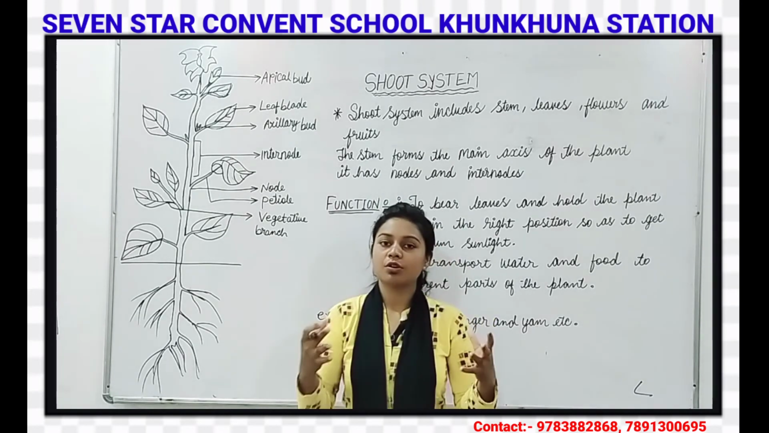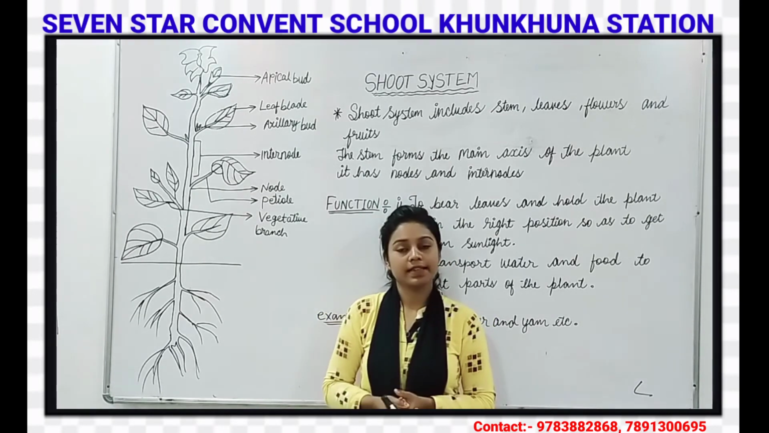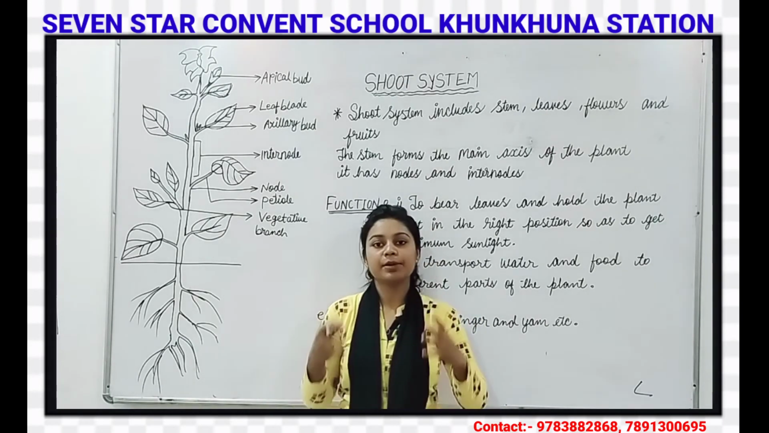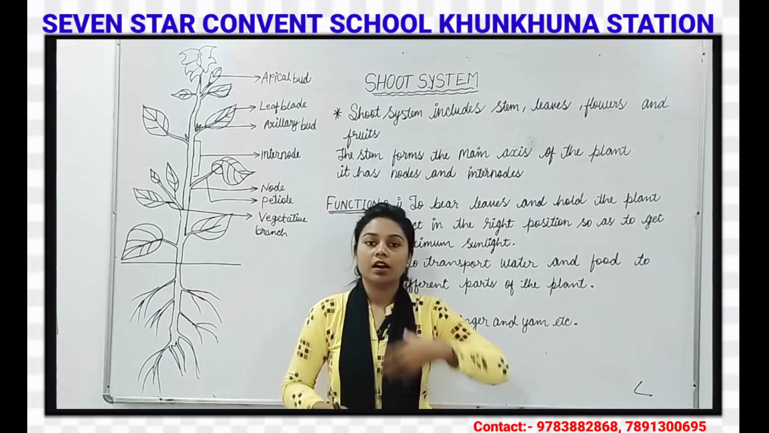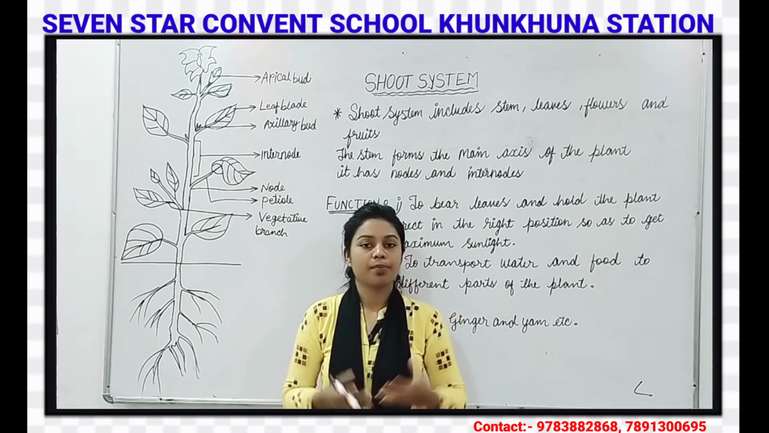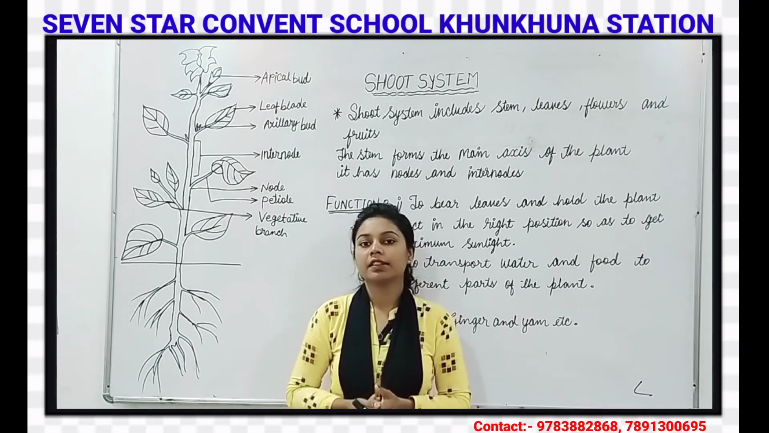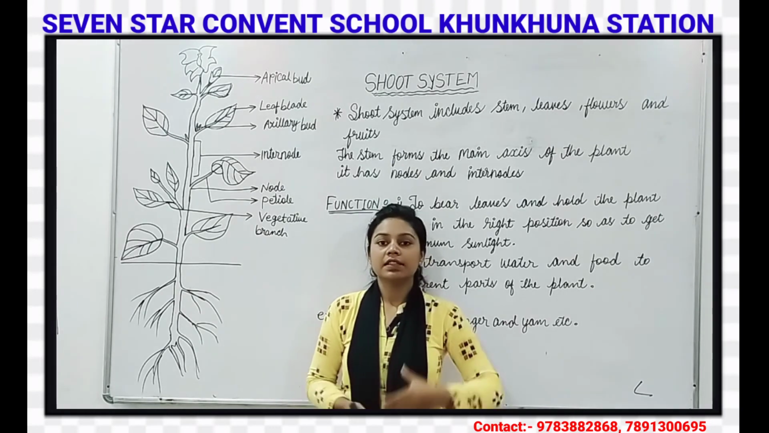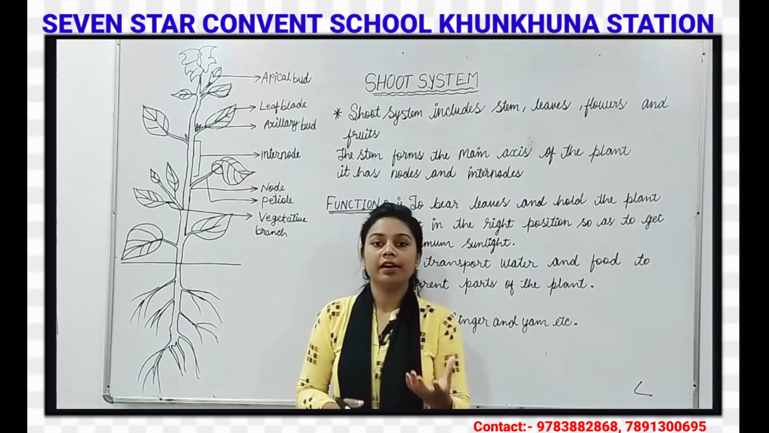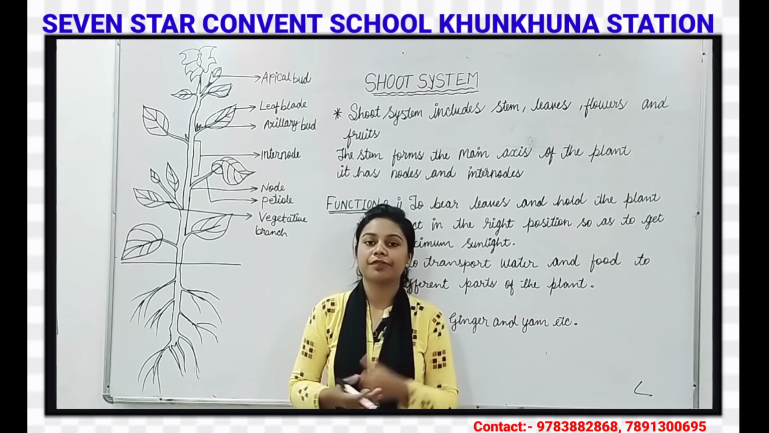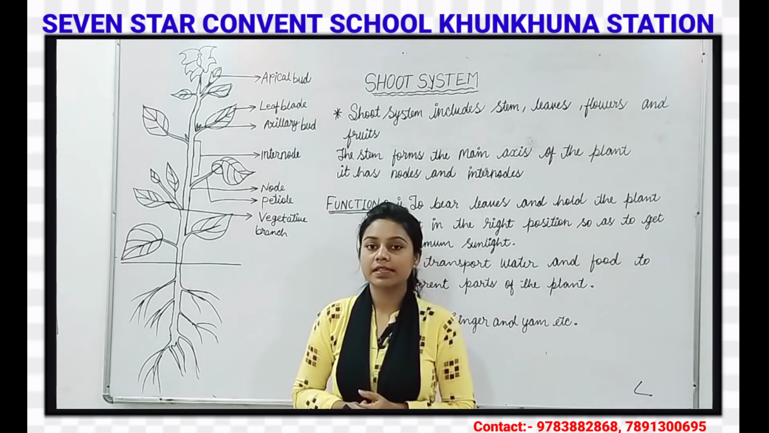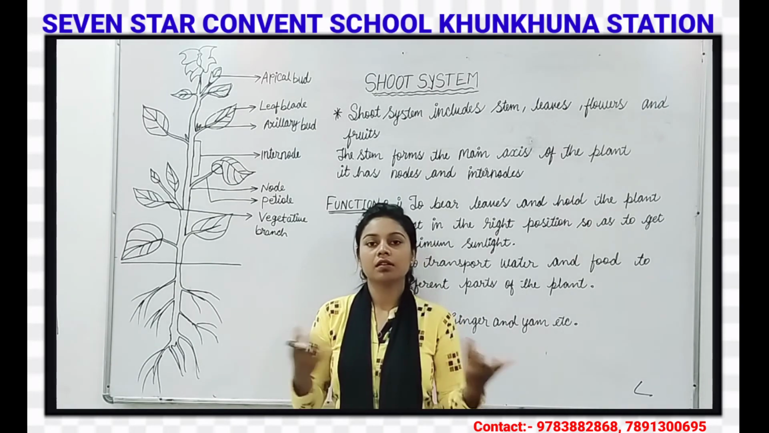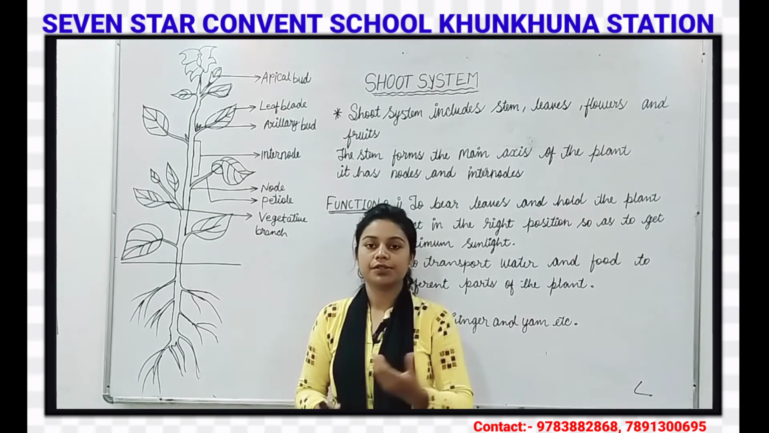If we differentiate the stem and the root, then in the stem the nodes and the internodes are present, and in the root the nodes and internodes are absent. And second, the stem bears leaves, flowers and fruits, but the root system doesn't bear fruits, leaves and flowers.